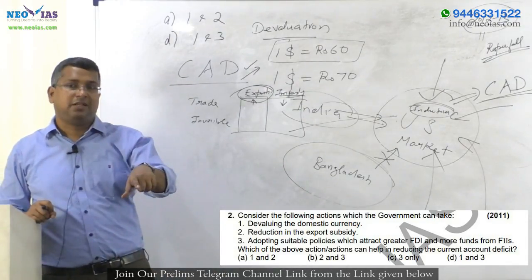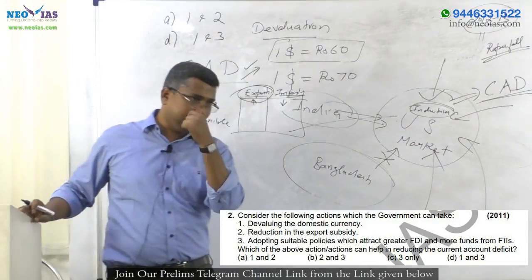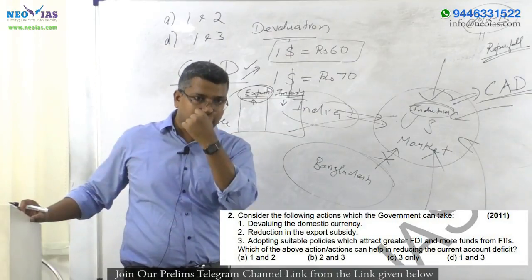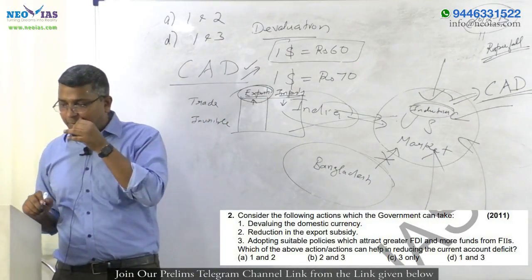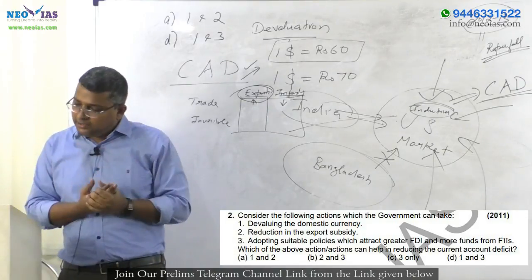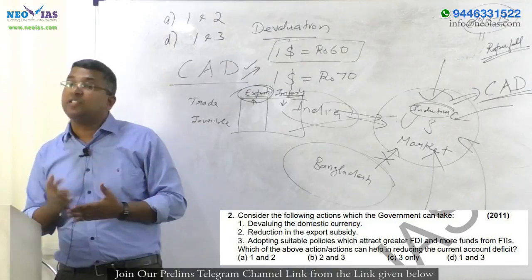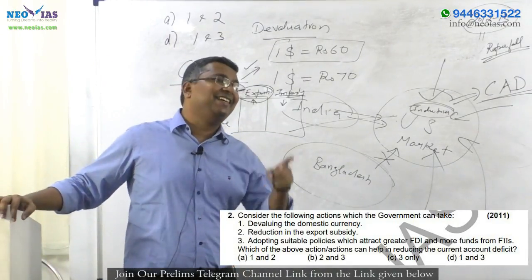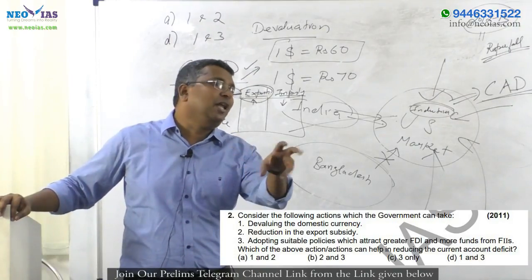Now there is a problem here. Read the third statement. The answer is 1 and 3, no doubt. We got it by the elimination method. Now some students will have a doubt. Read the third statement properly: attracting suitable policies which attract greater FDI and more funds from FII. FDI and FII are not current account. They are capital account. So that's the reason why you will have a confusion.